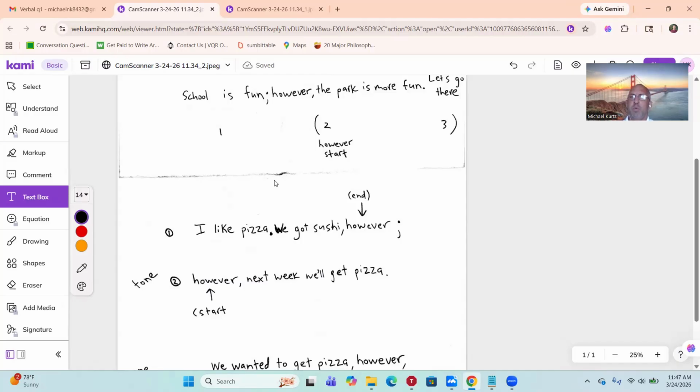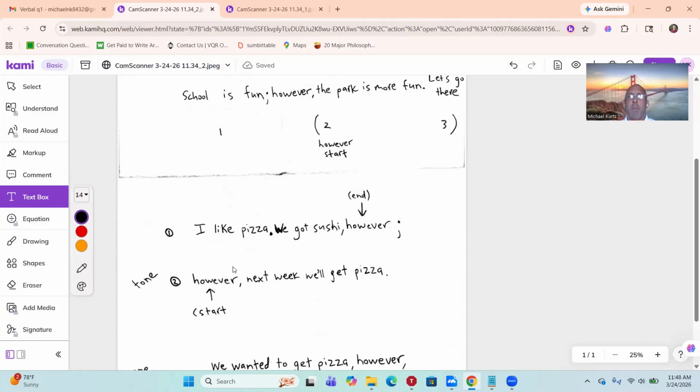For example, if we read these 2 examples, number 1 is however at the end of a sentence, right before the semicolon. The second example is however at the beginning of a sentence, right after the semicolon, because that's generally the setup that you have to choose from. So let's read these and you tell me how they sound different. I like pizza. We got sushi, however. However, next week we'll get pizza.